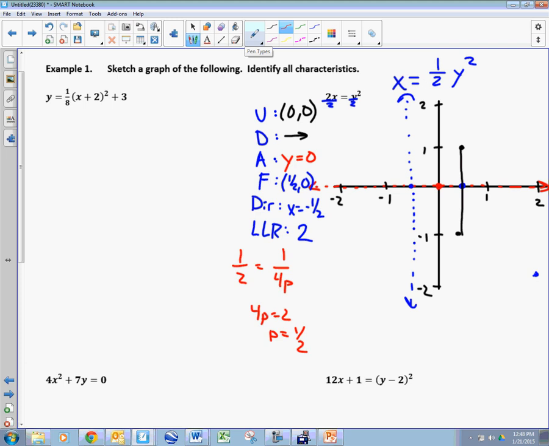I did go 2. It has a length of 2. From 1 to -1 is the length of 2, correct? Yes. So I take whatever the length of the latus rectum is, and I divide it in half. I go that many units in each direction. That way I get the whole piece. Now I'm going to draw it.